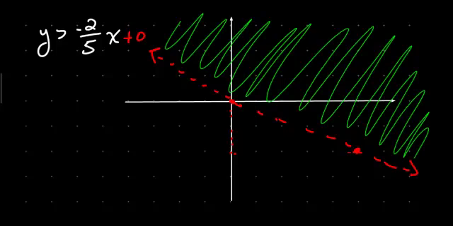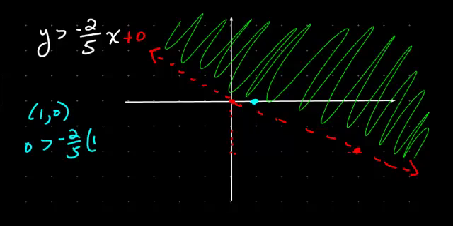And if you get confused, you just check a point. Pick any point you want. I'd pick the point over 1, up 0. So that would be the point to see if it works or not. Check that point, (1, 0). Let x be 1, let y be 0. 0 is bigger than negative 2/5 times 1, and that is true. So we've got the right region.